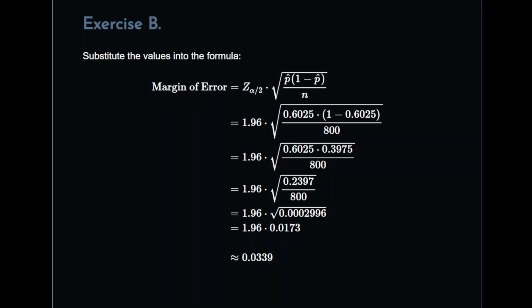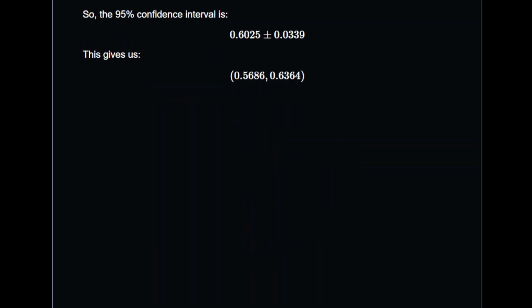Rounding error will come into this, so if you have a number that's approximately 0.0339, you're good. So we end up with 0.6025. That's our point estimate, and the margin of error, which is the quantile times the standard error, is 0.0339. So that gives us 0.5686 as the lower bound of our confidence interval and 0.6364 as the upper bound.